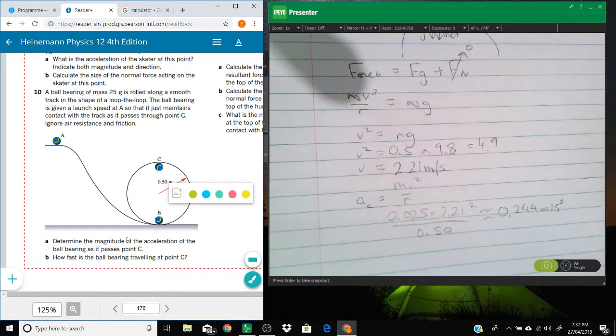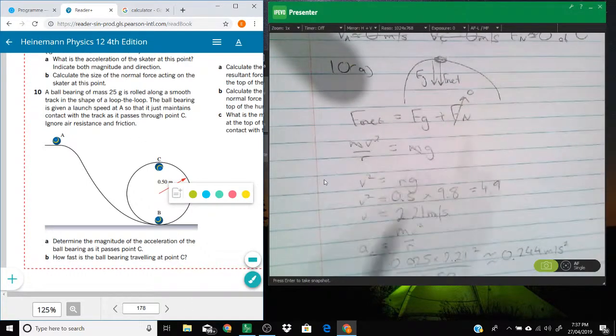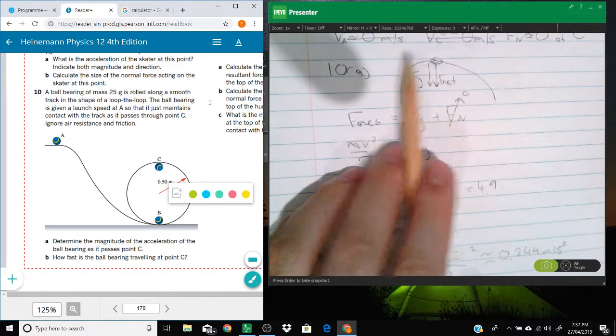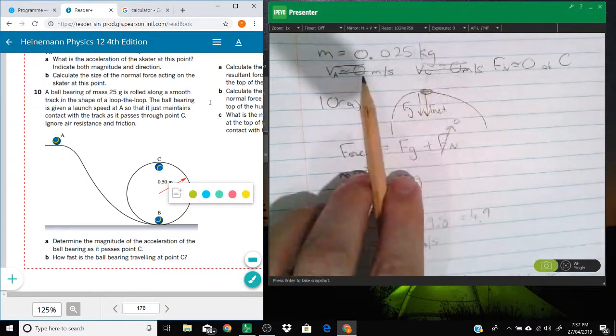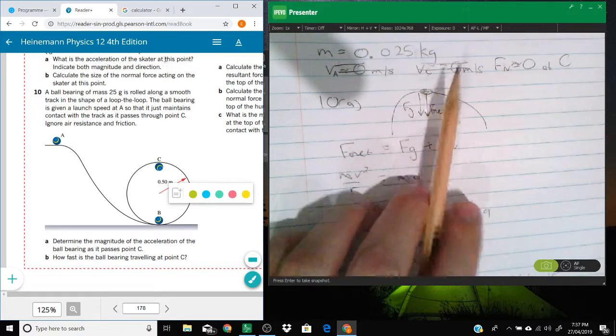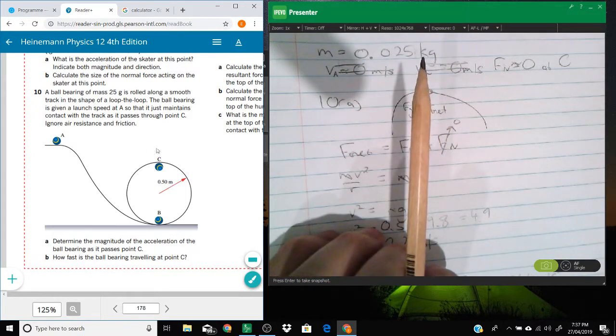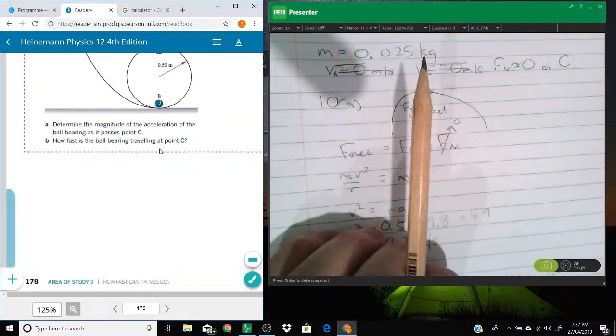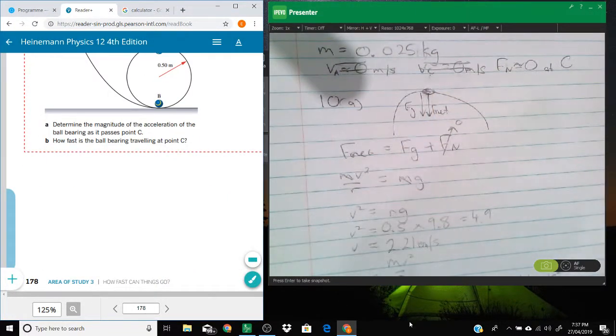All right. How fast is the ball bearing traveling at point C? I actually worked that one out first. Not sure if there's a different way to approach that question. But this makes sense. The other ways I was thinking of interpreting that question won't work out. There was enough information, and I think this is the general interpretation of this question. All right. I think I'll just leave it there for now. This has been a long enough video already. All right.